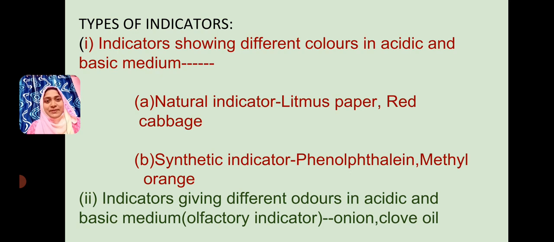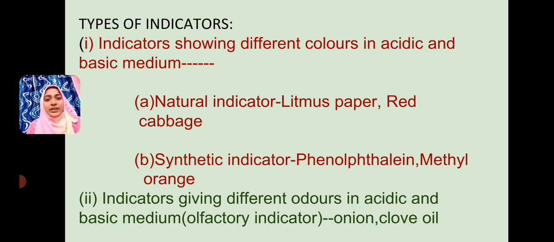Synthetic indicators: we might see phenolphthalein in our laboratories. Phenolphthalein and methyl orange are used in titration, for burette reading purposes. These are synthetic indicators. Indicators giving different colors in acid and basic medium, and those considered olfactory indicators.